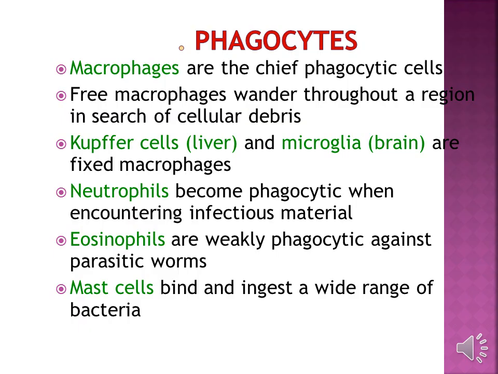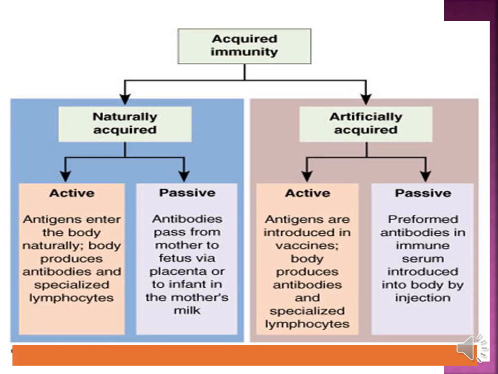Neutrophils are phagocytic when encountering infectious material. Eosinophils are weakly phagocytic against parasitic worms. Mast cells bind and ingest a wide range of bacteria. So all these types of phagocytes inhibit or kill microbes.